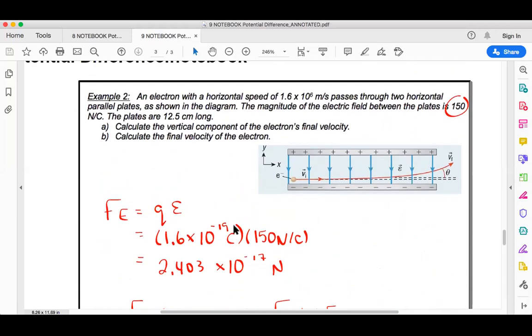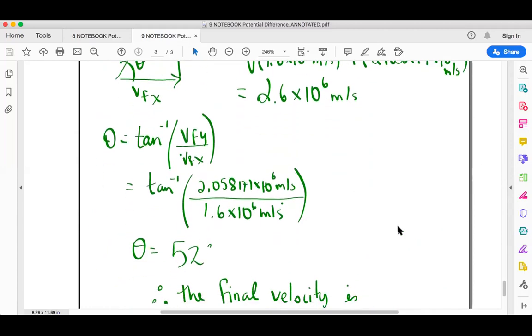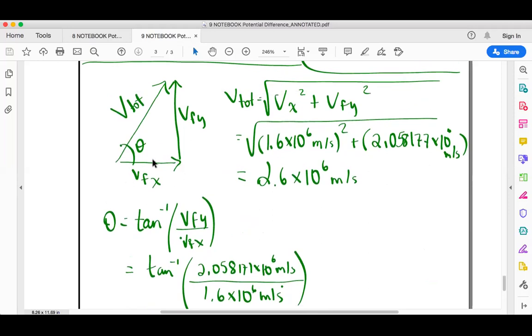Part B is calculate the final velocity of the electron. So the final vertical velocity is it's going up at that speed, but overall velocity is at an angle like this. So we need to consider the horizontal component and the vertical component of this final velocity vector. And luckily we've already got our VFX because it didn't change. It was the one that was given in the question. Our VFY is what we just calculated. We're going to use the unrounded number, so make sure you're not using 2.1.